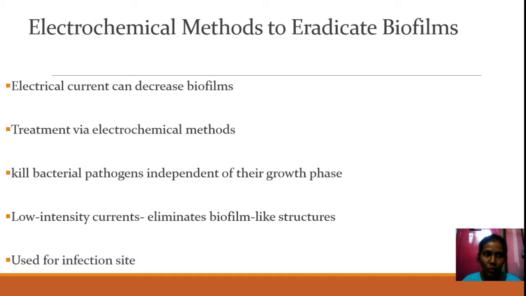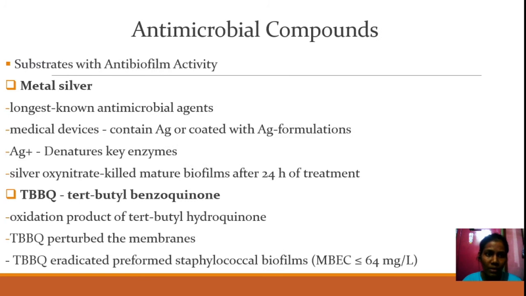So the first method we know is the electrochemical method to eradicate biofilm. Here we use electrical current, and this electrical current is provided directly to the biofilms. This kills the bacterial pathogens independent of their growth phase, which means whatever phase these bacteria are in, they will be killed. Studies are being conducted on the use of the electrochemical method at infection sites. On an infected wound, the electrochemical method can be used directly to eradicate the biofilms.